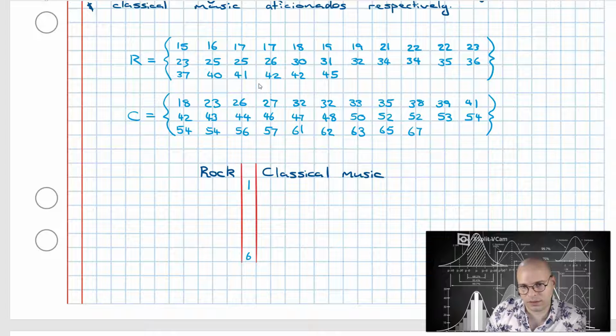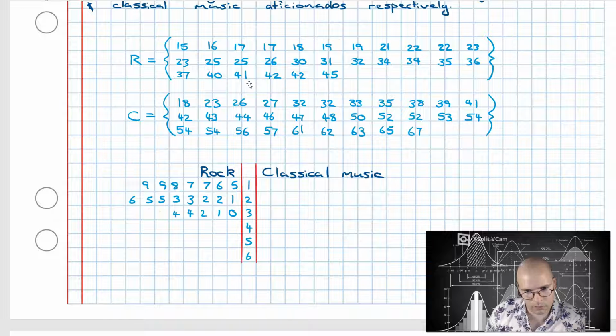So adding them in, we're going to go 1, 5. So we've got the first set of data points in our first stem. What you might notice as well is both of these data sets are in order. Now going down, we're going to go 2, 3, 4, 5. Let's add it in. So the stem and leaf plot for the rock aficionados is now complete. Now we're going to go for the classical.